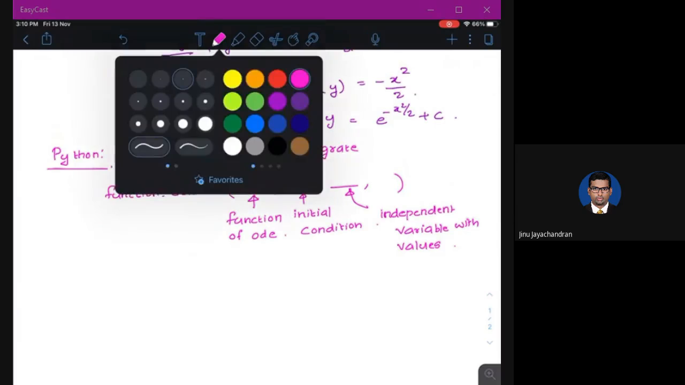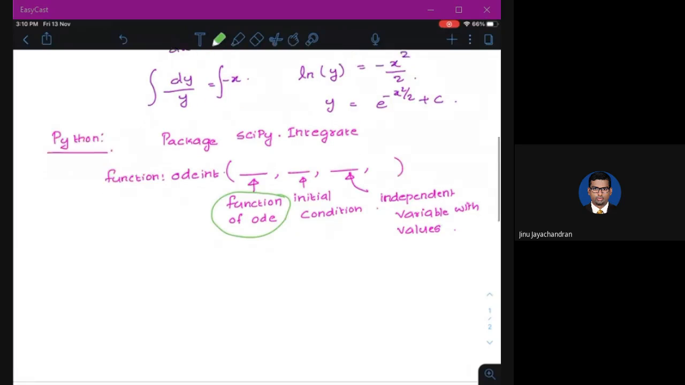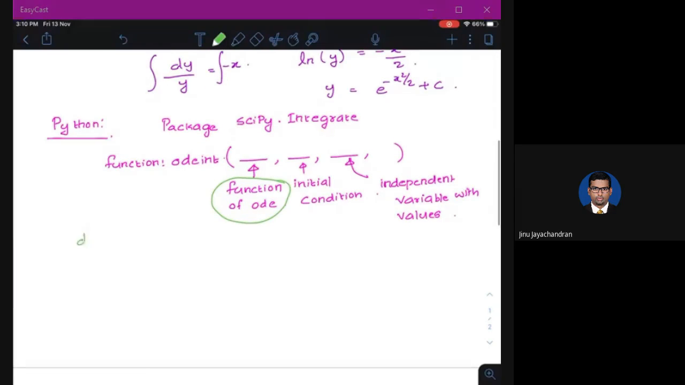First of all, you need to create this function of the ordinary differential equation. Now, how will you create that function? You define a normal function. Let's say my function name is ode_fun, something like this. And you pass arguments. Now, what are the arguments to be passed? The first argument to be declared here is your dependent variable.